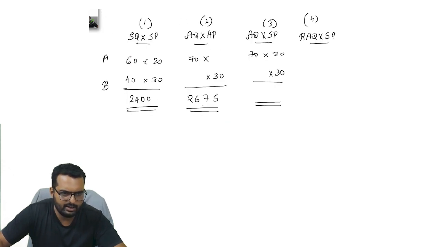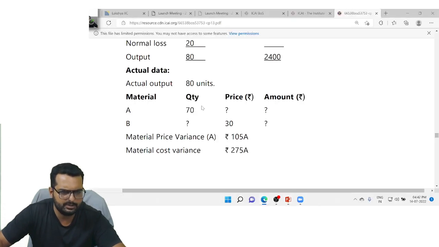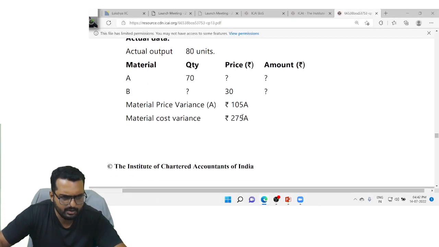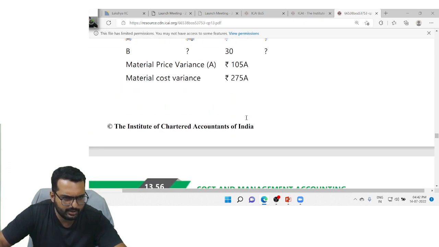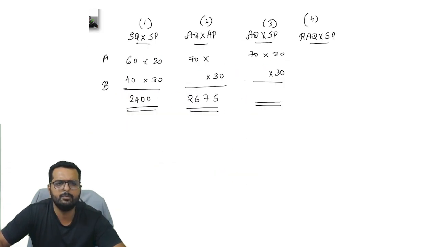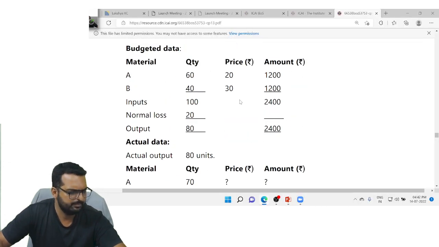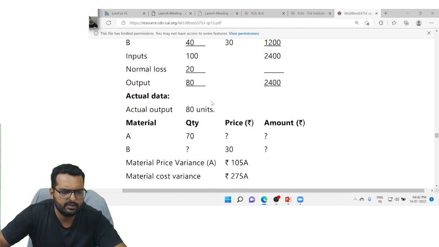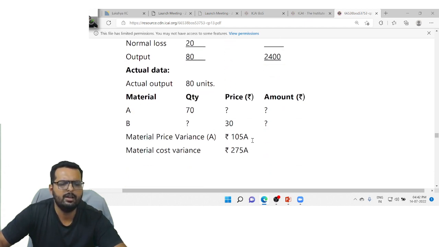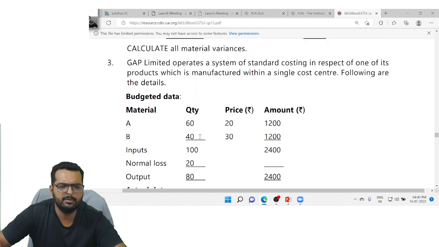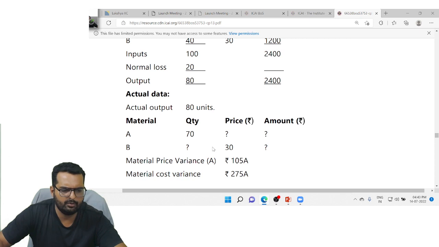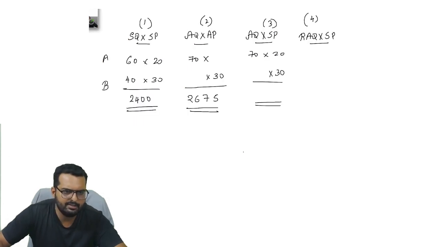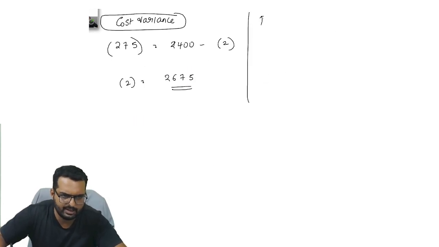But that's not enough. They have given the price variance also. That also we cannot find out with this information. We need some more data. Price variance, only these two are given, right? Anything else they have given over here? No. How do we work it out then? Hold on. 60 is given, 40 is given, actual output is given, overall is given, right? It is not individual. One moment. Price variance is given of A, is it? Oh, okay. So price variance is given of A alone. Understood. So in that case, we can solve it.